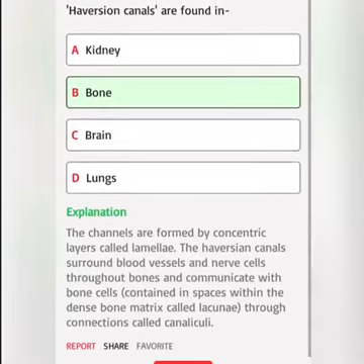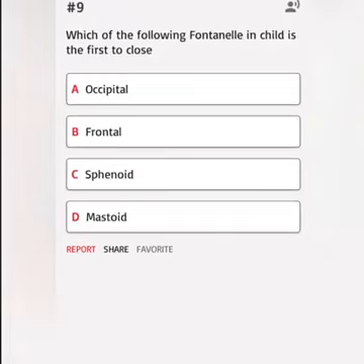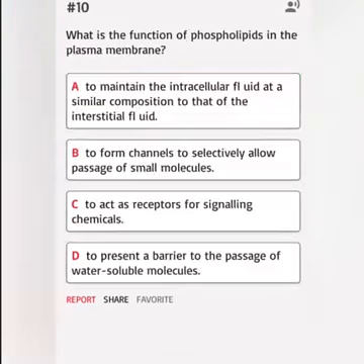The channels are formed by concentric layers called lamellae. The Haversian canals surround blood vessels and nerve cells throughout bones and communicate with bone cells contained in spaces within the dense bone matrix called lacunae through connections called canaliculi. Which of the following fontanelle in child is the first to close? Correct answer. What is the function of phospholipids in the plasma membrane?